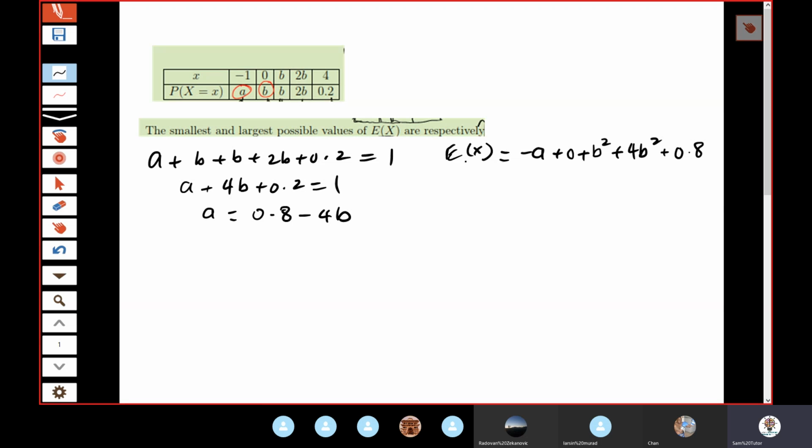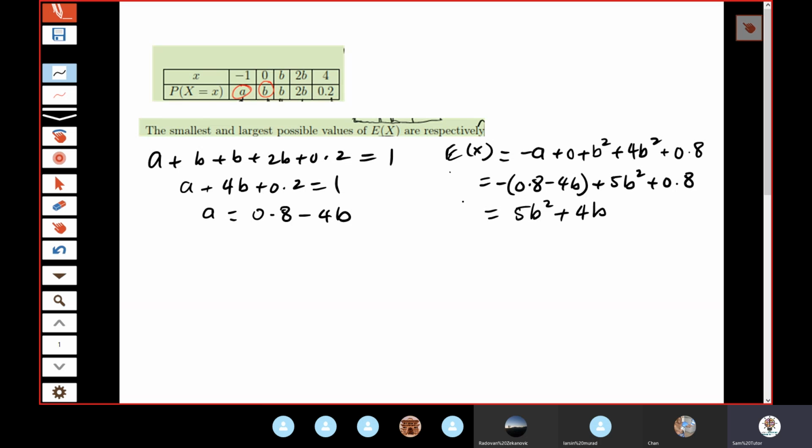At this stage, you'll know that you can't have 3 unknowns. So what you'll do is sub your a into here. You're going to be left with E(X) equals negative a, so negative (0.8 minus 4b), plus b squared plus 4b squared, which is 5b squared, plus 0.8. The 0.8 and negative 0.8 cancel out, so you're left with 5b squared plus 4b.